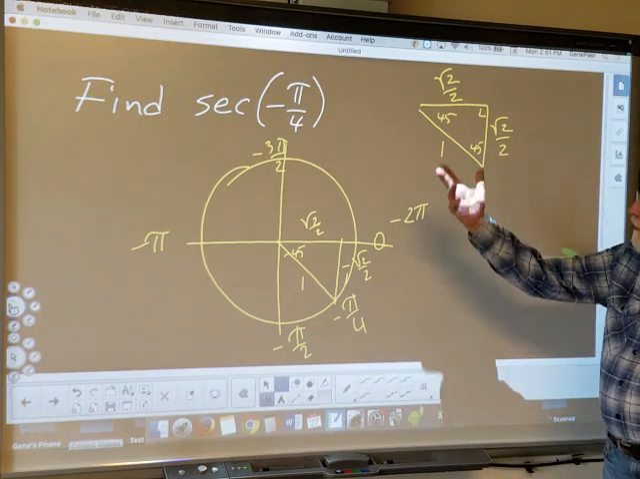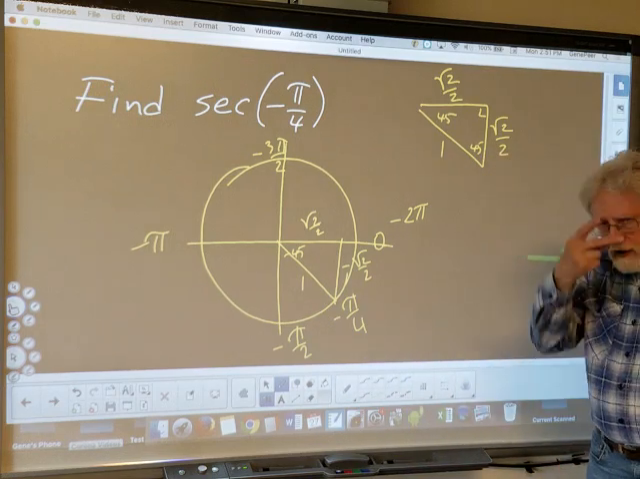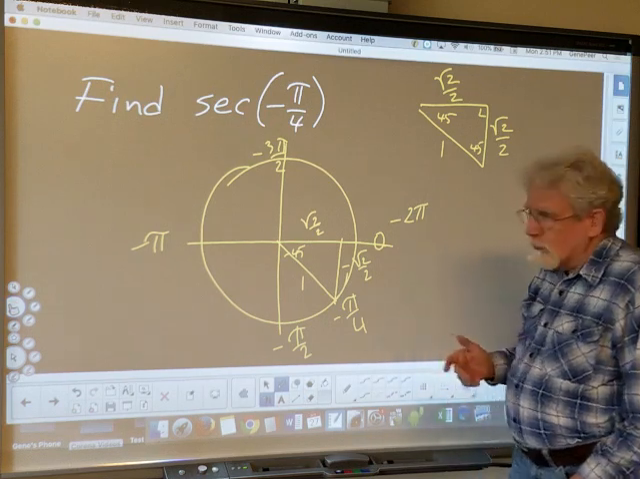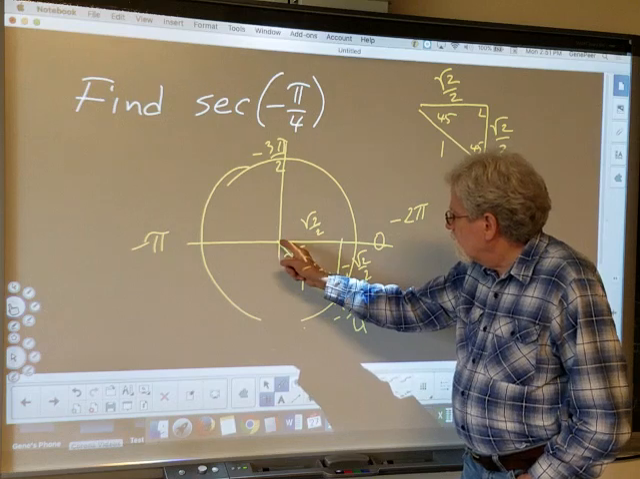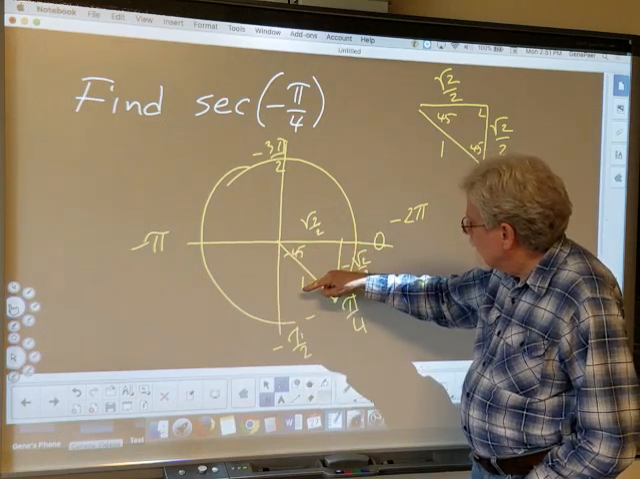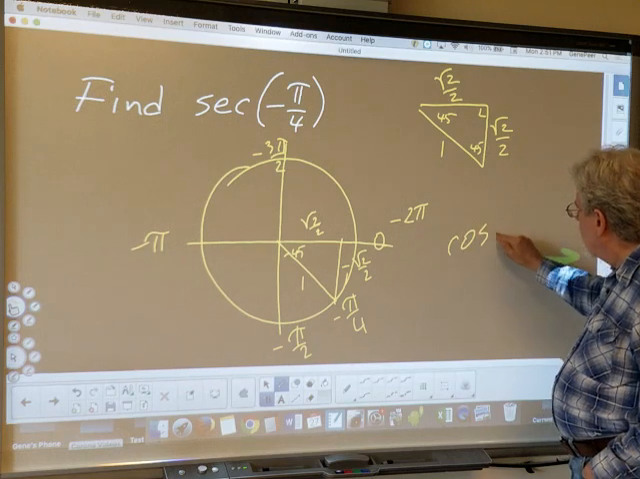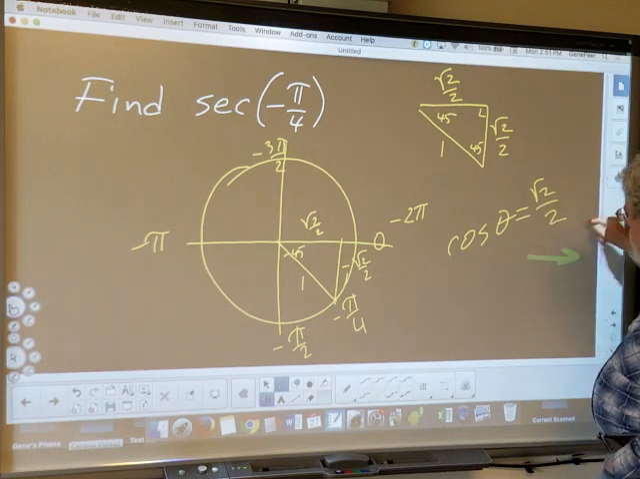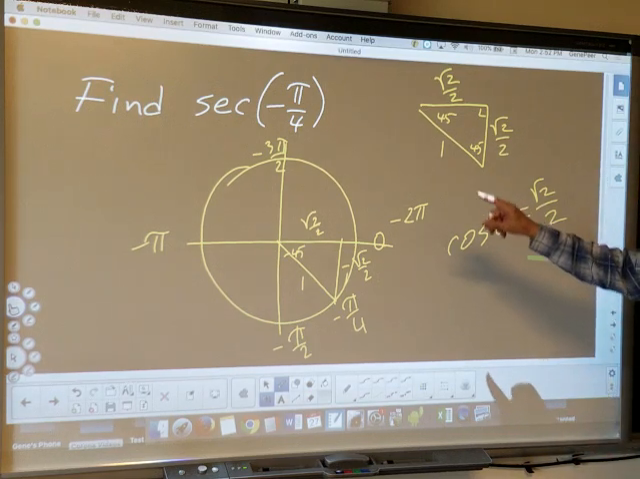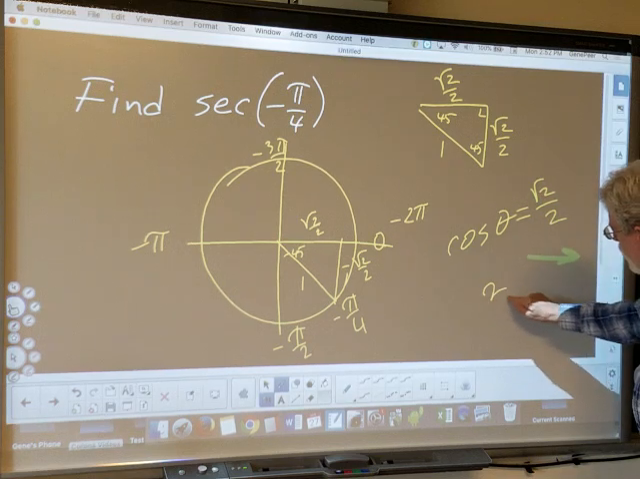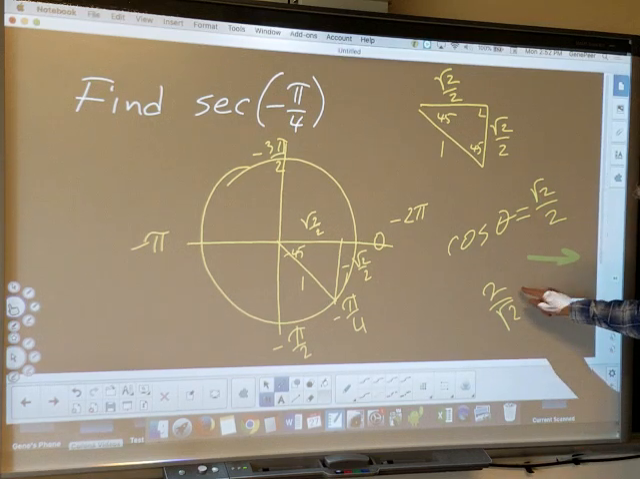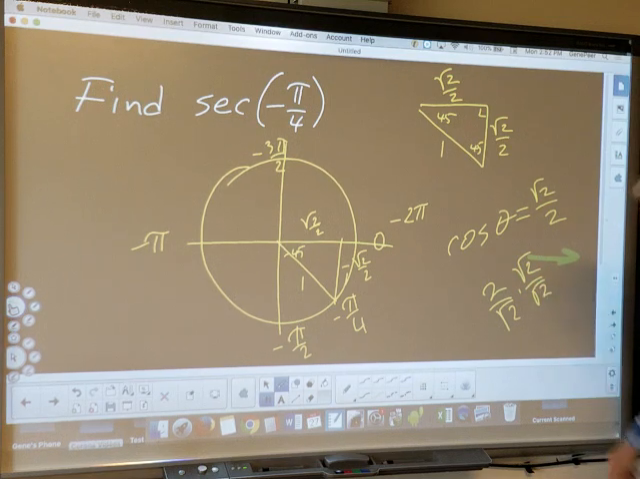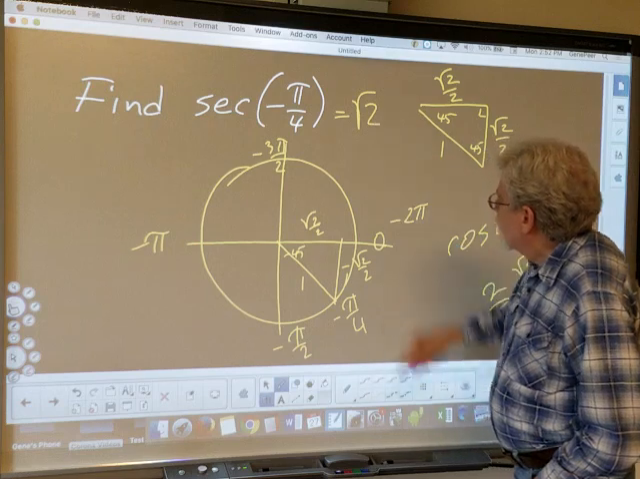Knowing that, we can figure out the secant by getting the cosine and flipping it. SOHCAHTOA says cosine is adjacent over hypotenuse. So cosine of theta is square root of 2 over 2 over 1. But we want secant, we want 2 over square root of 2. And of course, you know the story on that. You can't leave that square root of 2 down there. So we have 2 square root of 2 over 2. The 2's cancel. Our final result: square root of 2.